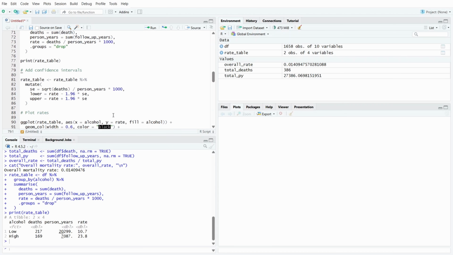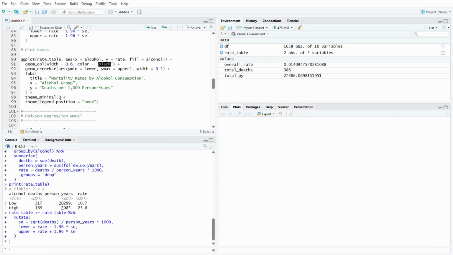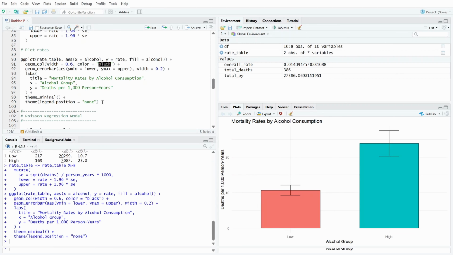Next, we calculate confidence intervals, which tell us how precise our estimates are, and then create a bar plot of mortality rates with the confidence intervals. This visualization helps communicate findings clearly. The figure shows mortality rates by alcohol consumption group expressed as deaths per 1,000 person years. On the left, we have the low alcohol group with a rate of about 11 deaths per 1,000 person years. On the right, the high alcohol group shows a much higher rate, around 24 deaths per 1,000 person years.